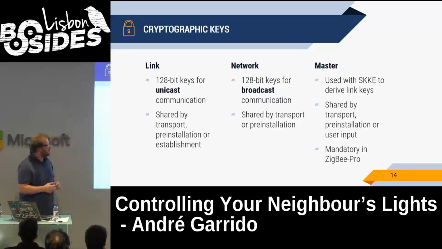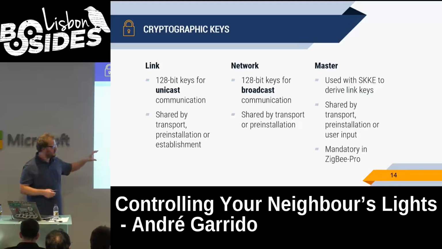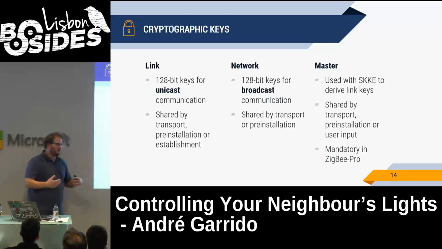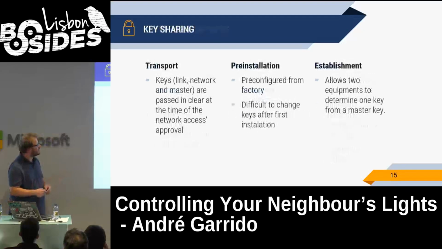There is another key that is the master key. I don't know how many of you know Diffie-Hellman, but it's more or less like Diffie-Hellman. You have some variables, you exchange them, and you then derive with an algorithm the link key, then you encrypt the network key. It can be shared by transport, pre-installation, or user input. It's mandatory in one more recent standard of ZigBee Pro, but in my case, it wasn't mandatory, and it was fast to know that.